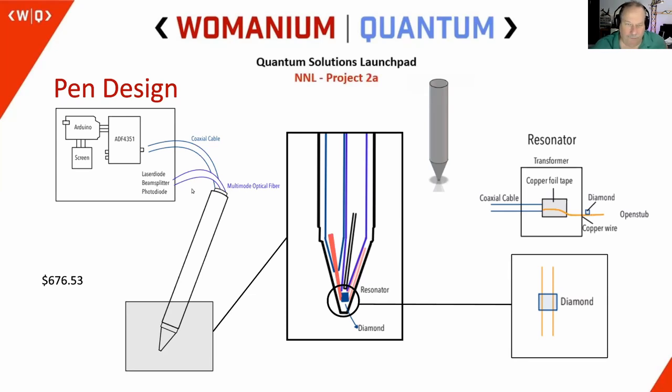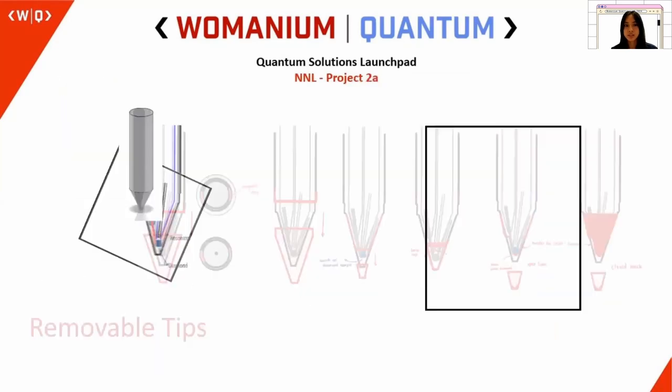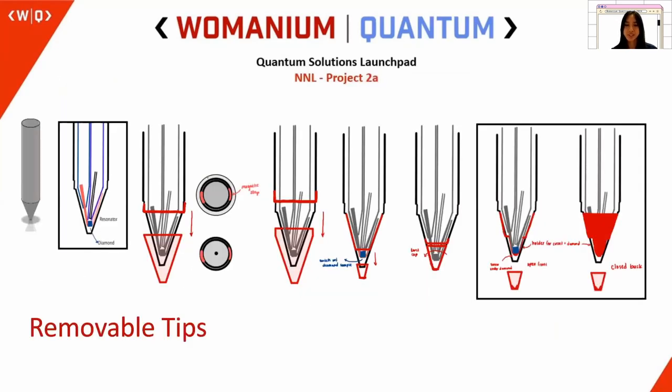Anjali? Thank you, Ron. So the pen design splits into two different modules. We have the control module that houses the Arduino and the microwave synthesizer, as well as the laser diode, the beam splitter, and the photodiode. And then that control module is connected to the sensor module, or the pen module, via the coaxial cable and the multi-mode optical fiber. And Ron, can you go back?